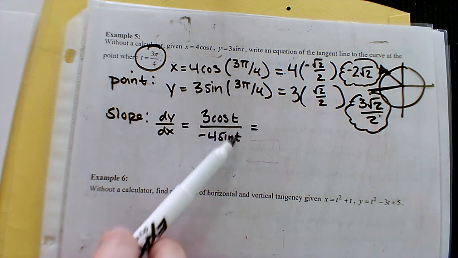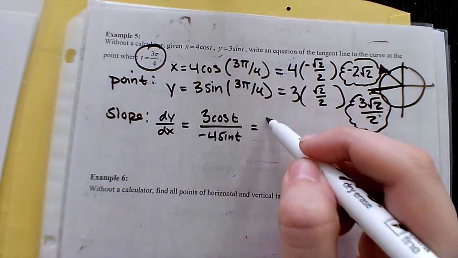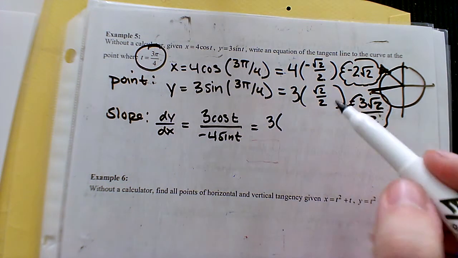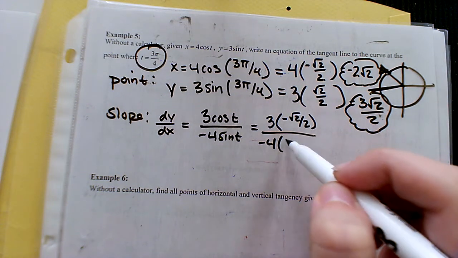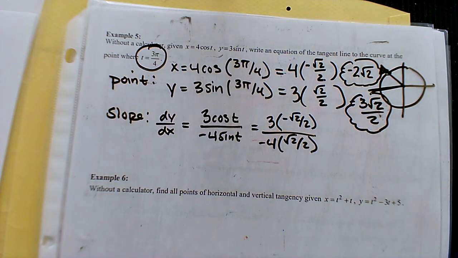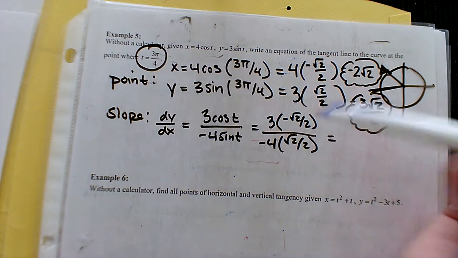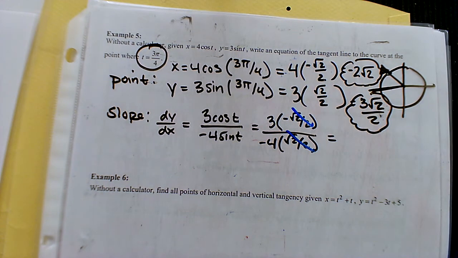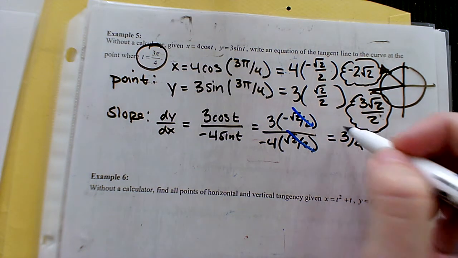If we plug in that time of 3 pi over 4, we're still using that same coordinate from the unit circle. So we'd have 3 times negative square root of 2 over 2, and then in the bottom, negative 4 times square root of 2 over 2. Let's simplify it. Since this is a fraction, we have a square root of 2 over 2 up top and another square root of 2 over 2 on the bottom, so those would cancel. We're essentially left with negative 3 over negative 4, which would just be 3/4.